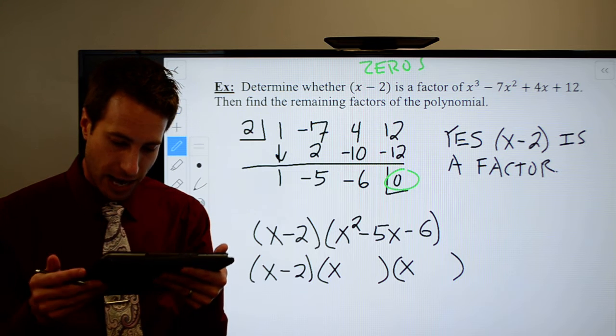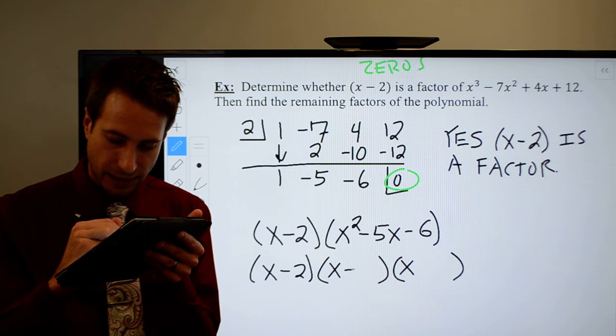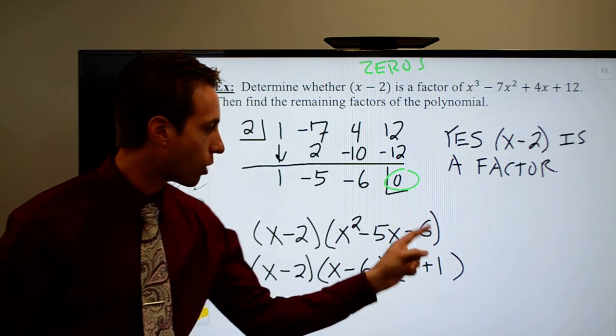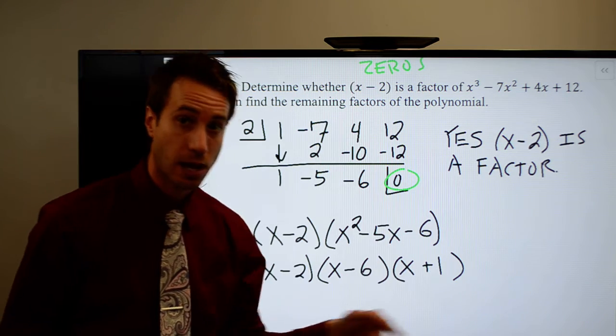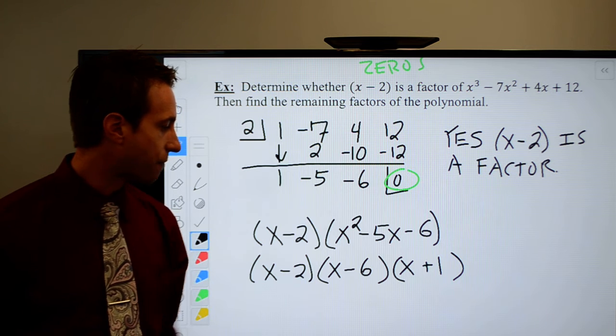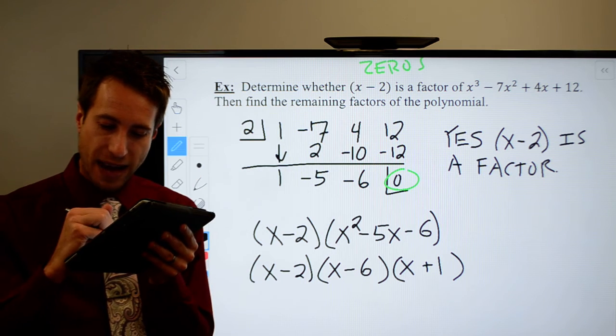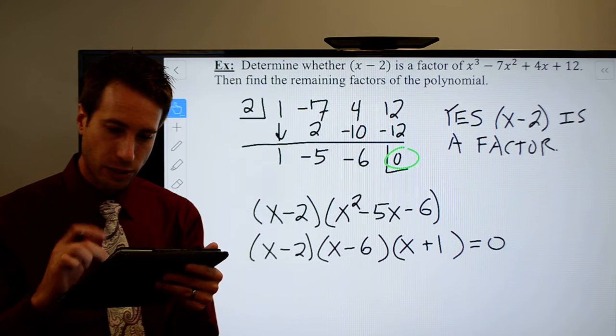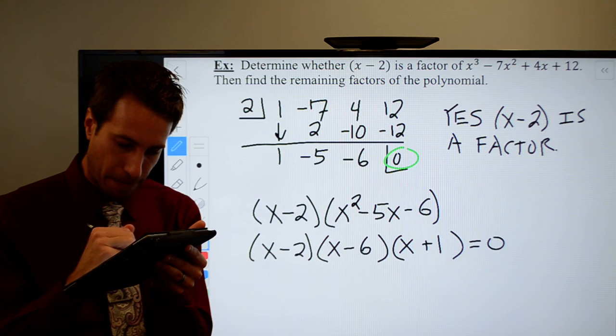Actually, it's not that tricky. Negative 6 and a positive 1. Negative 6 times a positive 1 is a negative 6. Negative 6 plus positive 1 gets you the negative 5. So there we go. I've got my 3 factors, set it equal to 0, which allows me to use the zero product property.